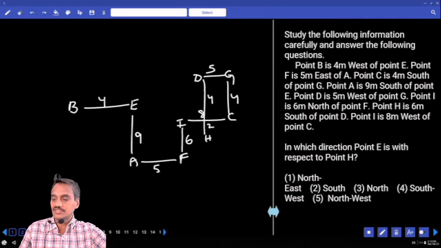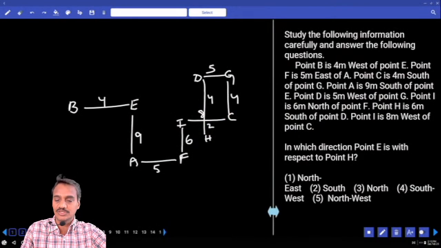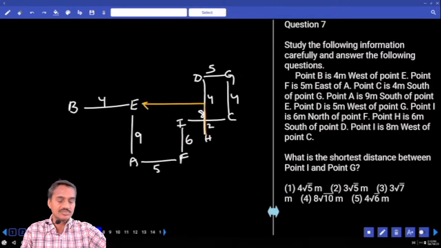Then, in which direction is E with respect to H? Now we need to find out the direction of E with respect to H. Now from H, in order to reach E, it is north and west, so northwest. Northwest, that is choice for question number 6.